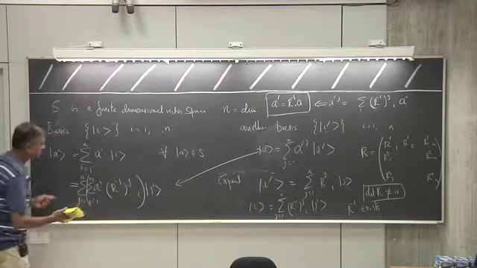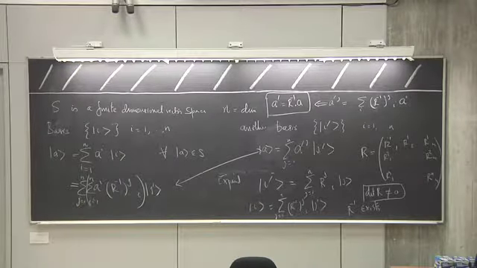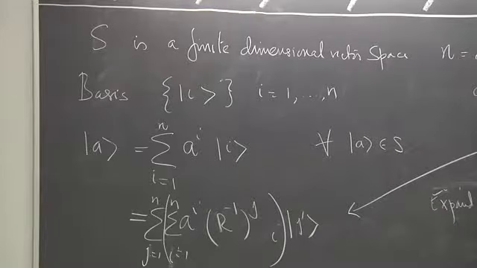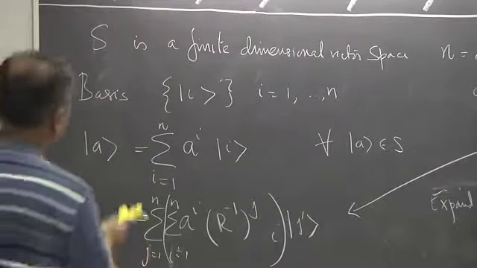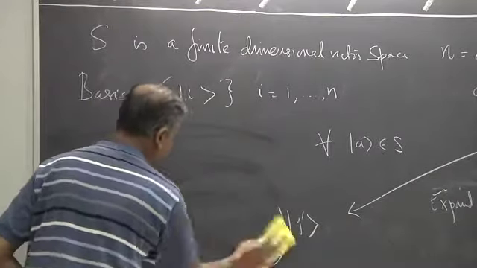Okay, now let us go back and let's look at the linear operators. So linear operators acting on finite dimensional spaces. Now what I will show is that any linear operator can be represented as an n by n matrix. Okay, any linear operator. And okay, so let me discuss that.